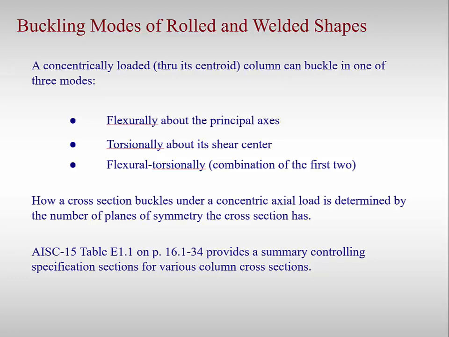We now want to re-examine the three global buckling modes for rolled shapes. We have flexural buckling about either of the principal axes, torsional buckling about the shear center, and flexural torsional buckling. How a cross-section buckles under a concentric axial load is determined by the number of planes of symmetry in the cross-section. There are two planes of symmetry with a W shape, one plane of symmetry with WT and C shapes, as well as double angle cross-sections, and no planes of symmetry for an odd shape.